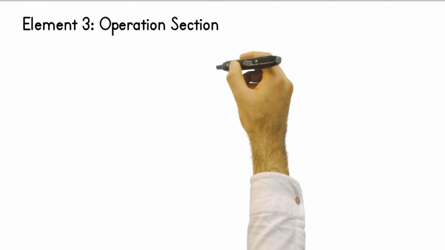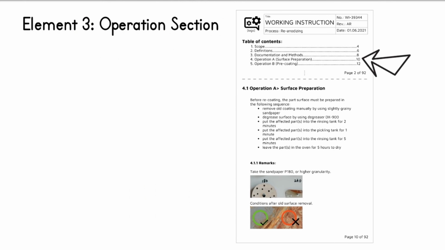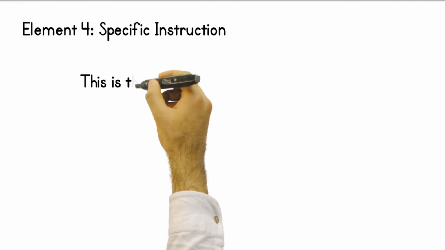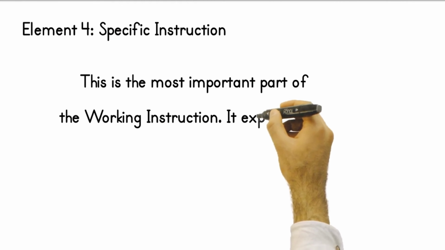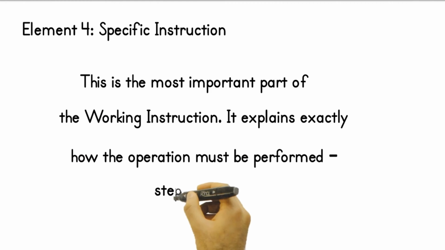The next element is the operations section. It defines the specific operations covered by the work instruction document. Typically, it includes the operation name, workstation or area, required tools and materials, and applicable safety requirements. Description of specific instruction. This is the most important part of the working instruction. It explains exactly how the operation must be performed, step by step.